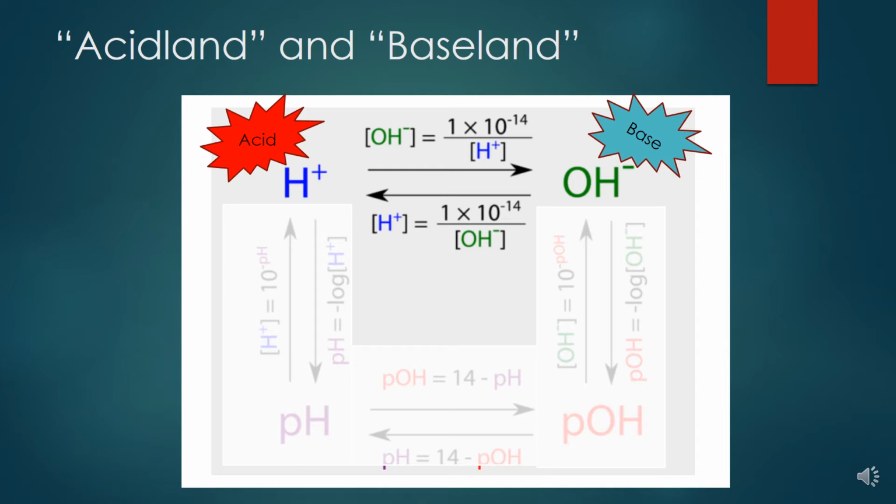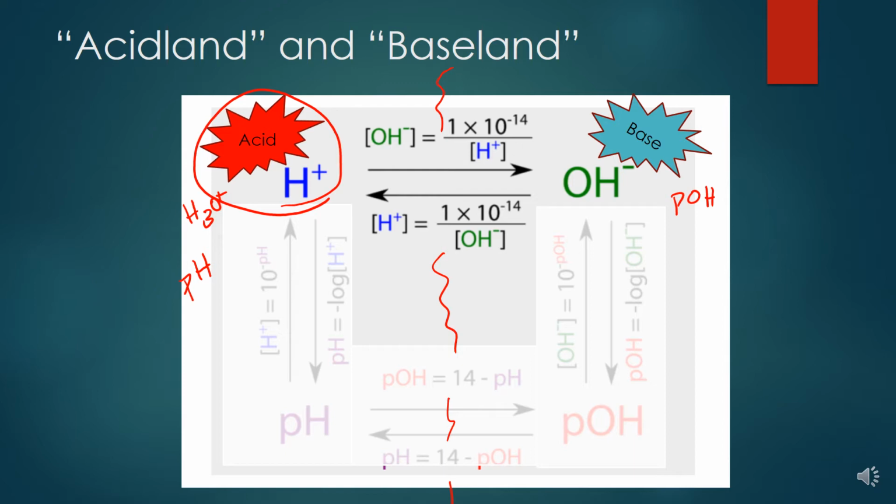So throughout this whole lesson, I'm going to be talking about acid land and base land. I know it's kind of crude. Acid land, we're talking about things that are dealing with hydronium or hydrogen ions. So anytime we're talking about H3O plus or hydrogen ions or things like pH, I'm talking about things in acid land. And anytime I'm talking about hydroxide or pOH, I'm talking about base land. So we're going to be talking about these two different things, and we're going to be looking at ways of crossing from acid land to base land.